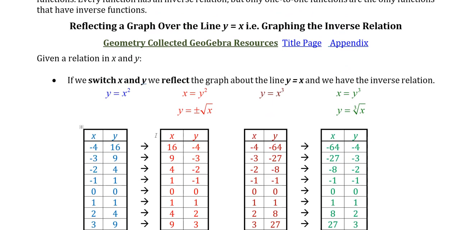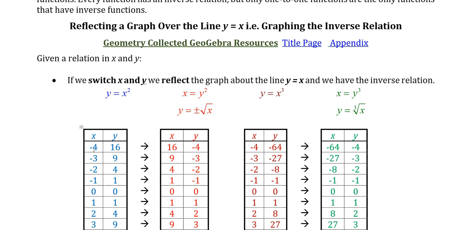Okay, so how can we achieve this graphically and algebraically and numerically when we have some relations? So for example, if you have y equals x squared, if we want to reflect over the line y equals x, that's going to give us the inverse relation. You replace y by x and x by y. And if you want to solve for y, you can. Of course, in this one, you can't do it in a single equation.